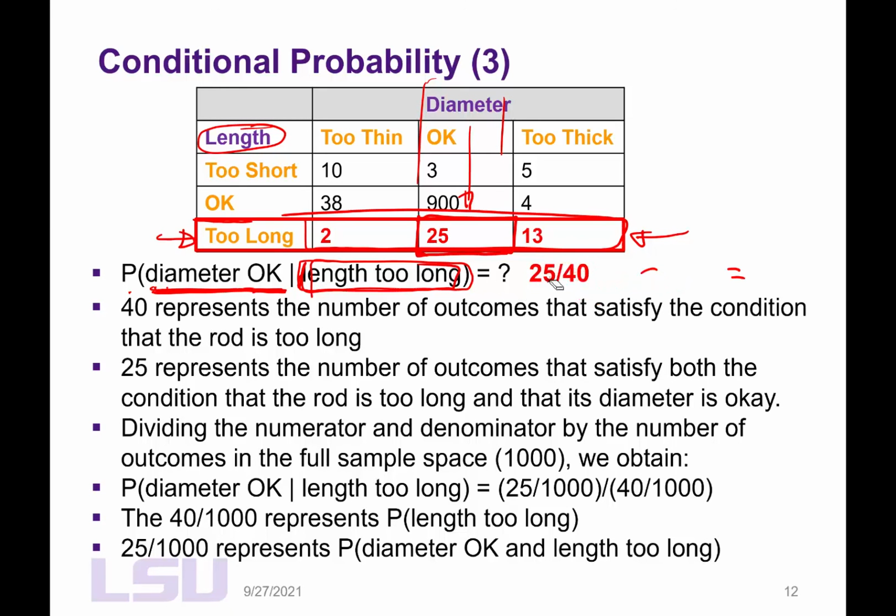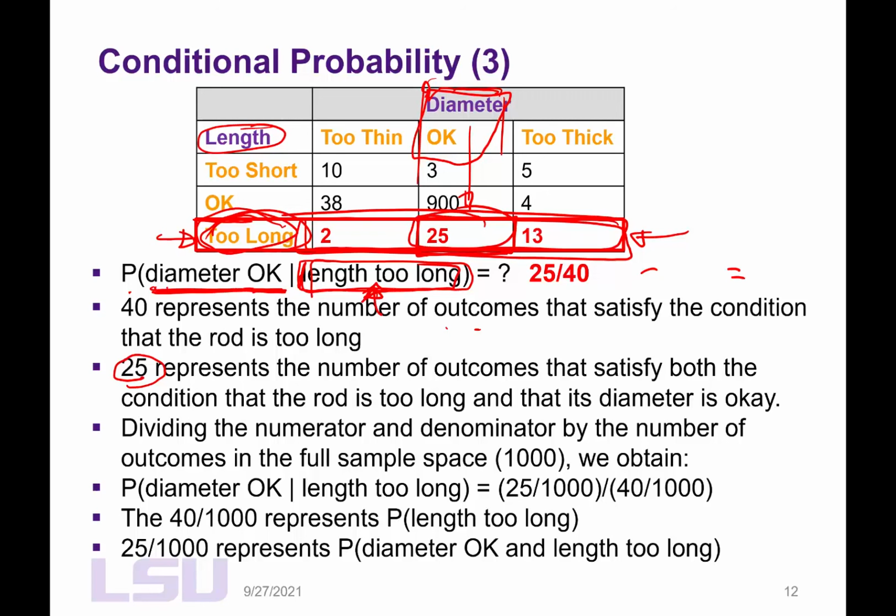This is what we calculated here. 40 is this sum, the number of outcomes that satisfy the condition that the rod is too long. 25 is the number of rods that have the right diameter and obey the condition that the rod is too long.